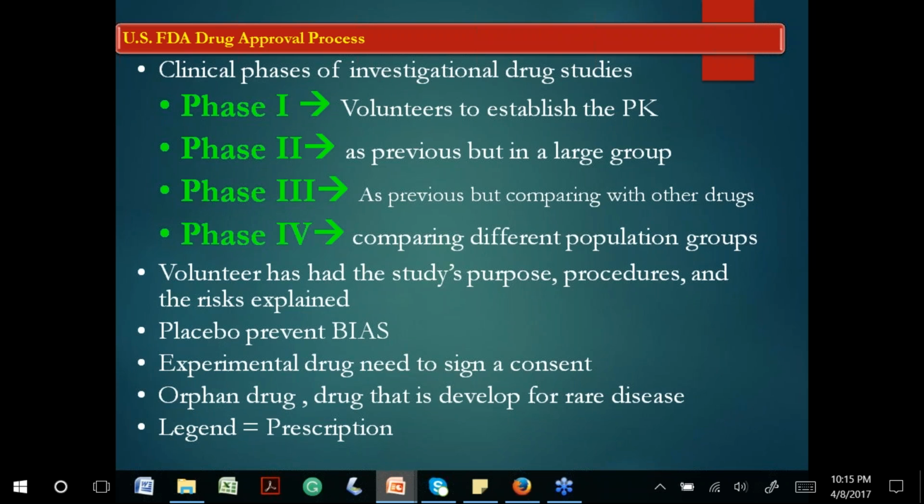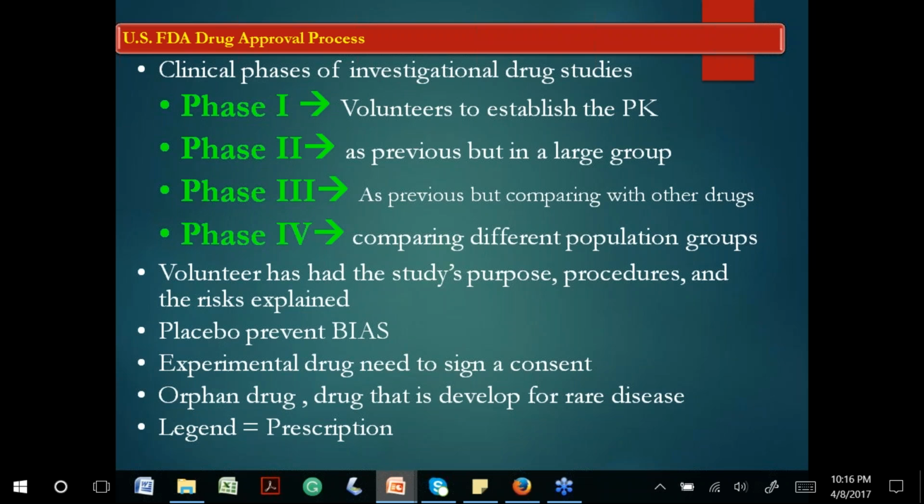So phase 1, volunteers, with open eyes and open ears: they need to know very well what the medication is for in these trials, and second, they need to sign a consent. Phase 2 is as previous but in large groups. Phase 3 is compared with other drugs. And phase 4 is in different population groups. So that is the order. How long is it going to take? 10 to 15 years. One drug to come out to the market takes about 10, 15 years. Okay, so let's keep going. So we have placebo, which is very important because it prevents bias.